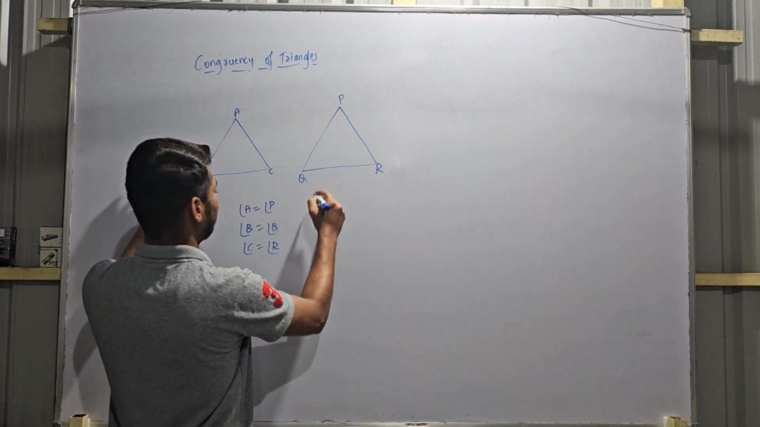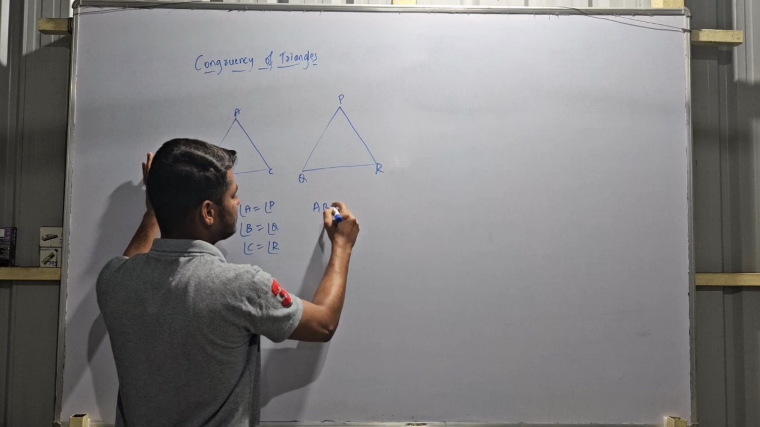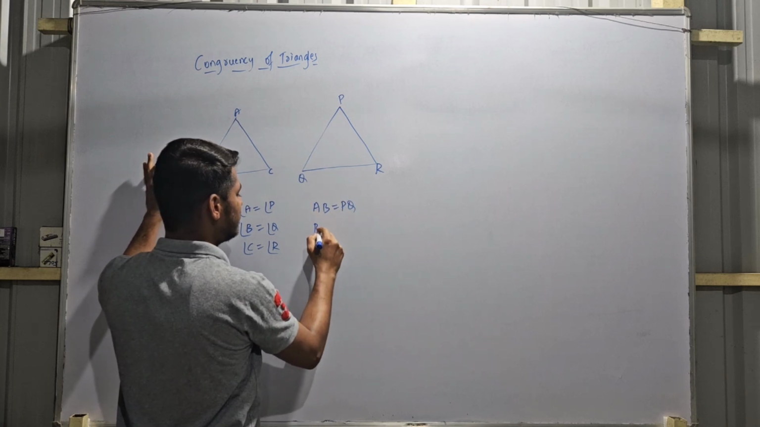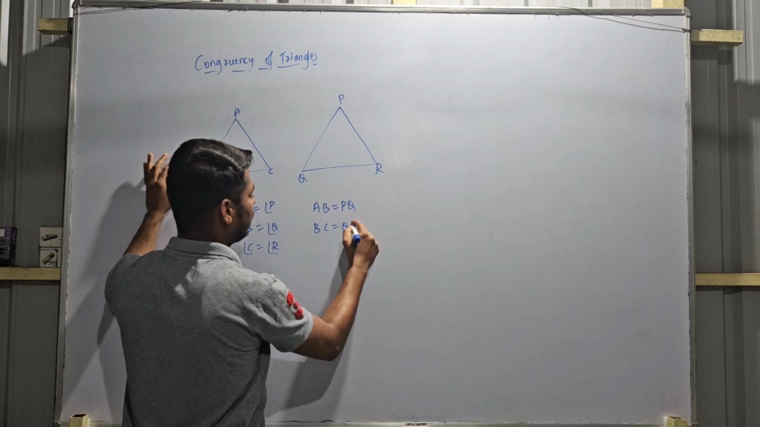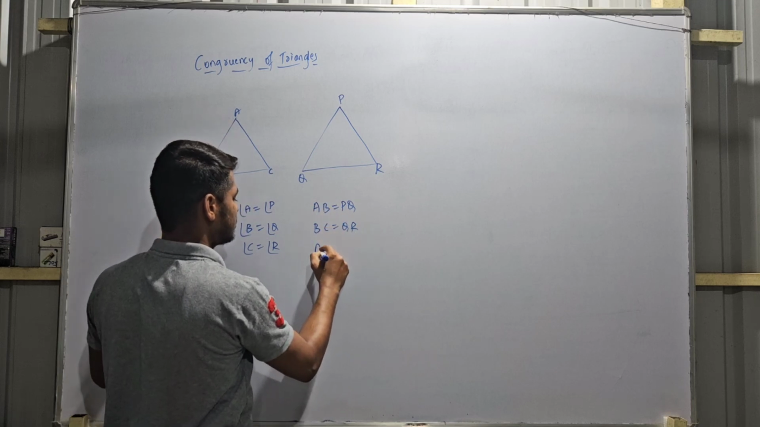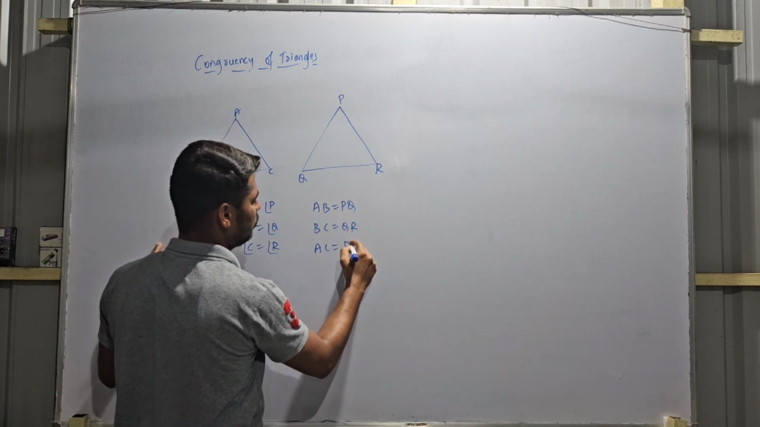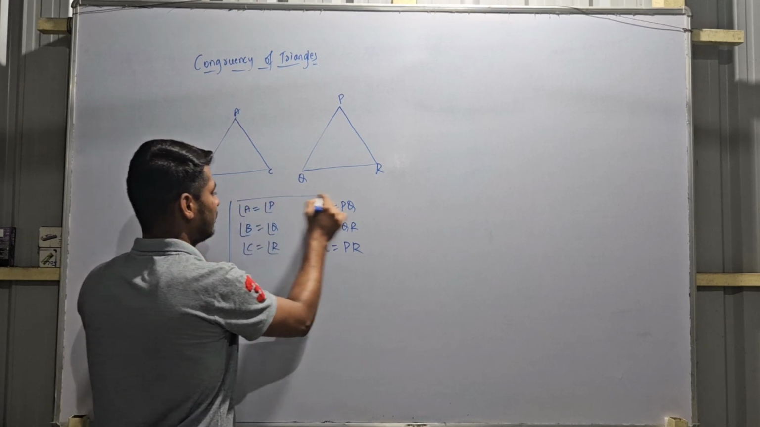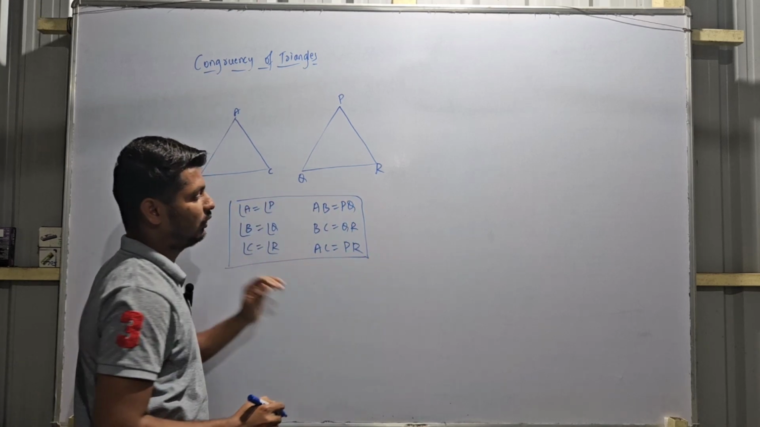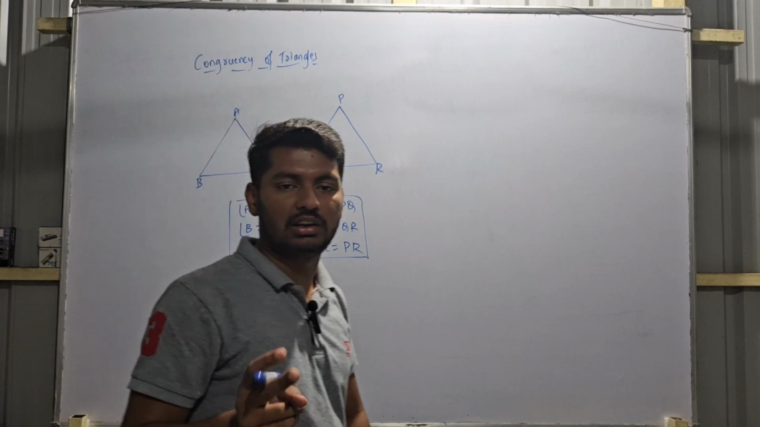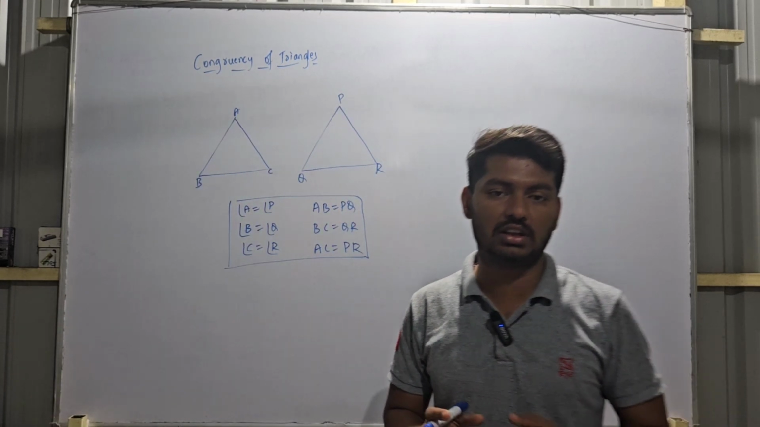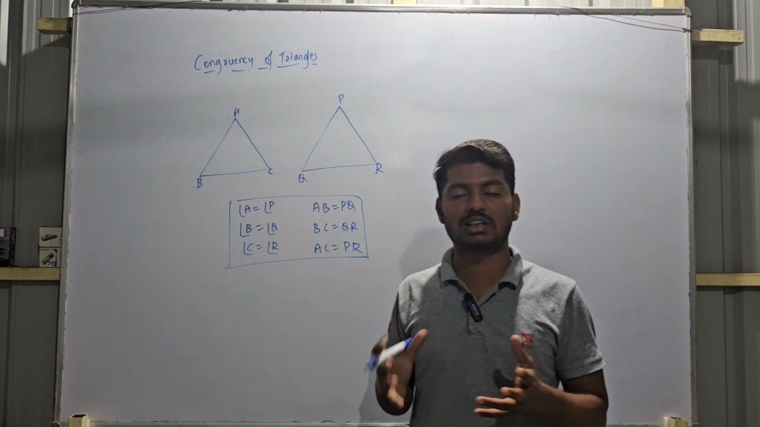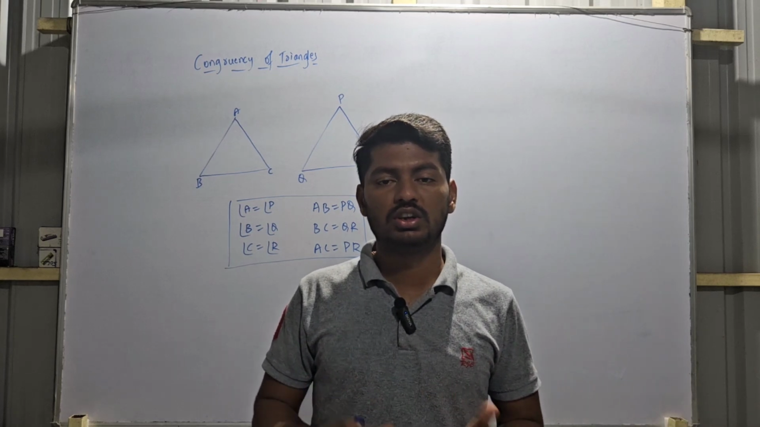And another thing, AB must be equal to PQ, BC equal to QR, and AC must be equal to PR. If the corresponding angles and corresponding sides are equal like this, we say the two triangles are congruent. The both triangles are said to be congruent to each other.